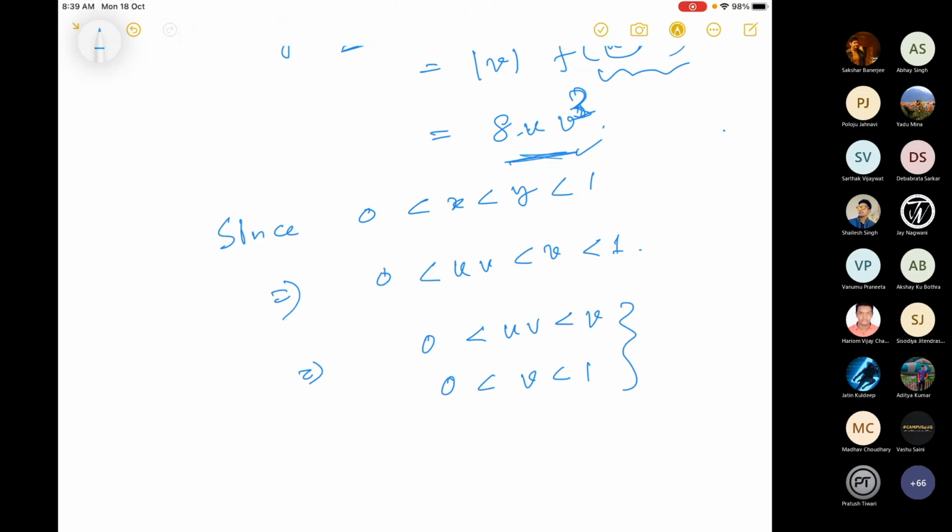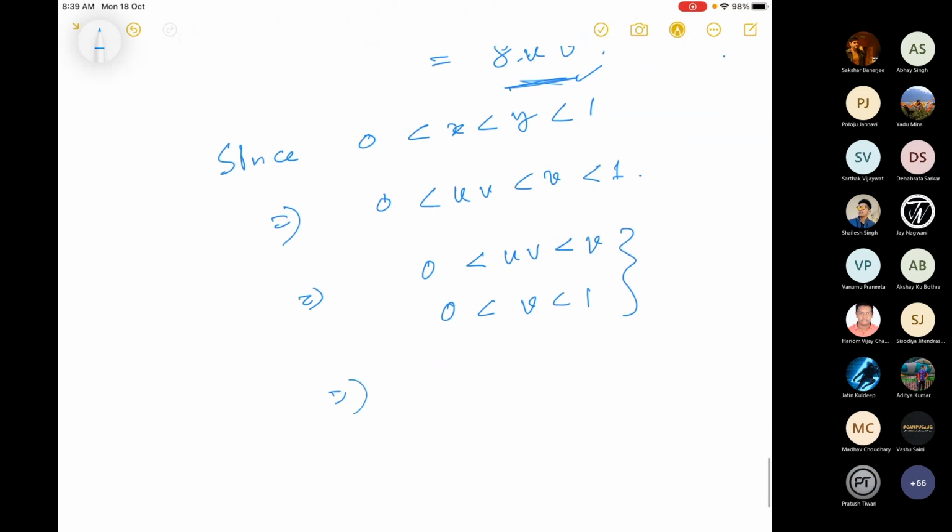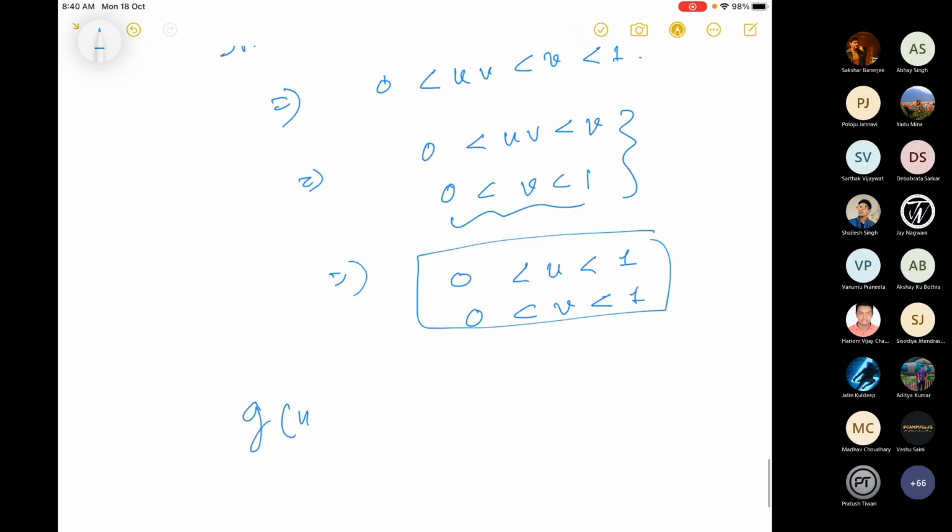So from here, what can we say? 0 is less than v less than 1, and 0 less than uv less than v. We can say u should be less than 1 and 0 less than v less than 1. So now we have the PDF. The PDF g(u,v) is 8uv cubed when 0 less than u less than 1 and 0 less than v less than 1, and 0 otherwise. So this is just the use of this formula.